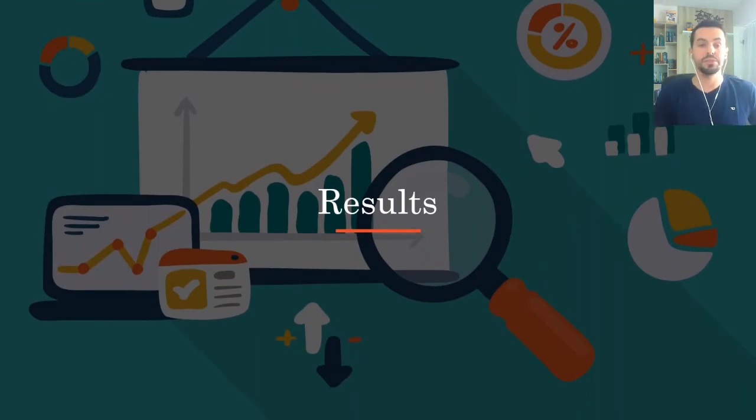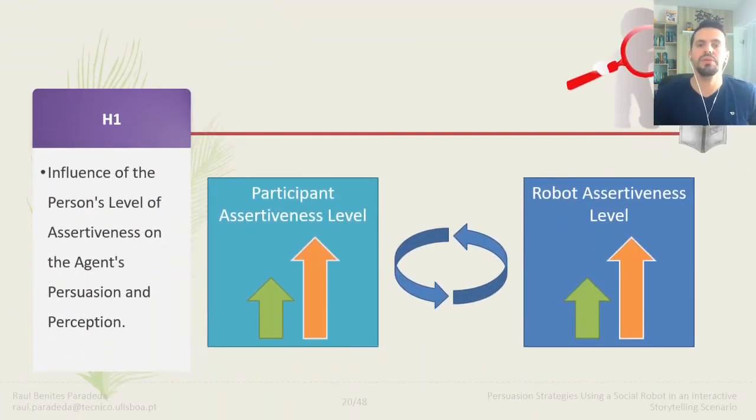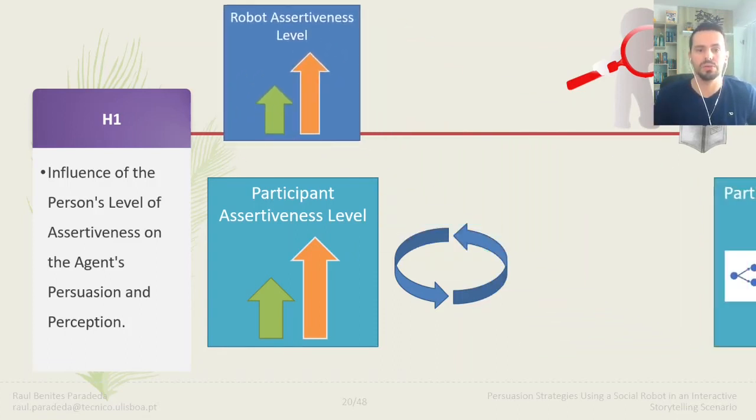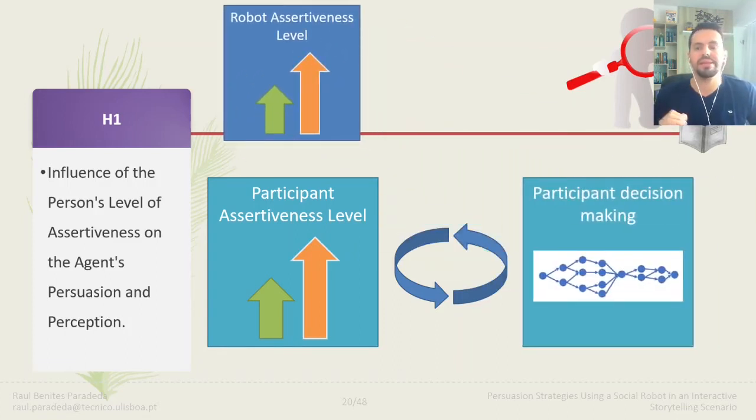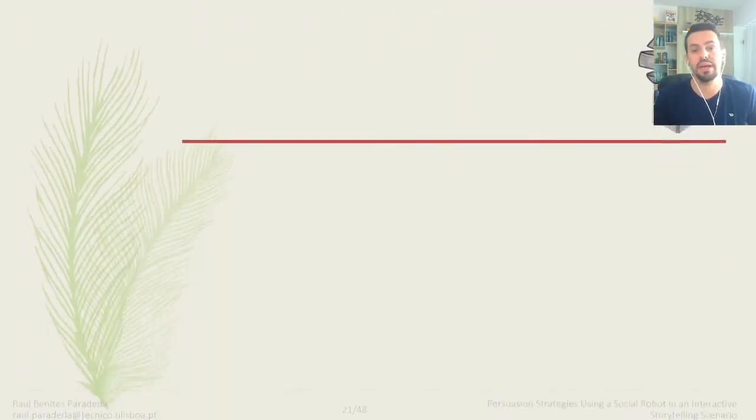Now, let's see the results. Regarding the first hypothesis, we observed from the results that there is a correlation between the participant's assertiveness level and the robot assertiveness level perceived by the participant. Also, there is a correlation between the assertiveness level of the participant and the decisions made in the narrative.